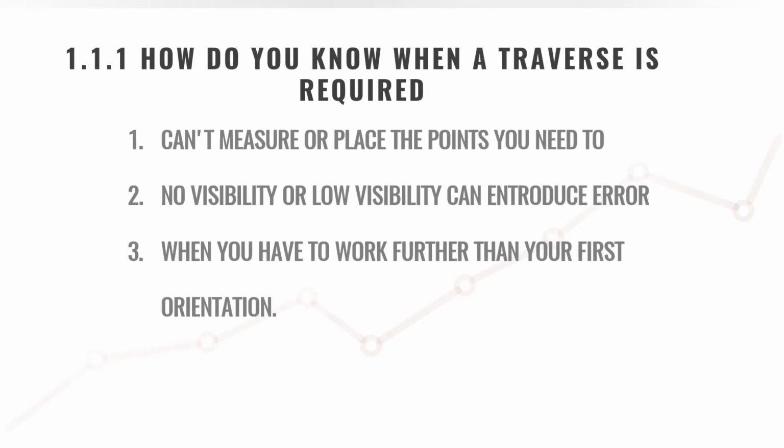You will be required to do a traverse when you can't measure or place the points you need to on your site, when there's no visibility or low visibility, which can introduce error, when you have to work further than your first orientation. So when you've got a building, for example, a building has got 4 corners. Say you set up on corner 1 and now you have measured your first corner and you want to try and measure the other 2 corners as well.